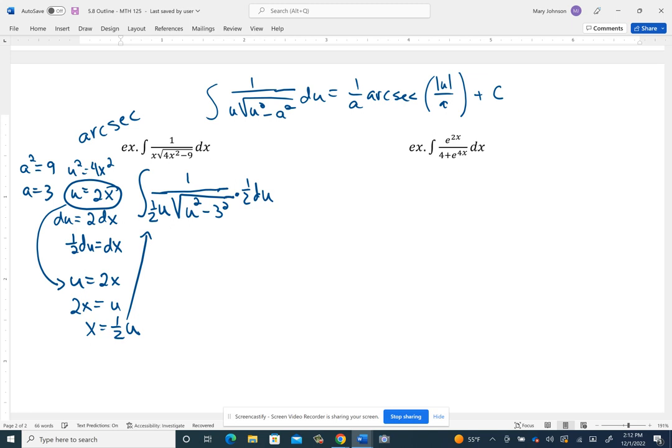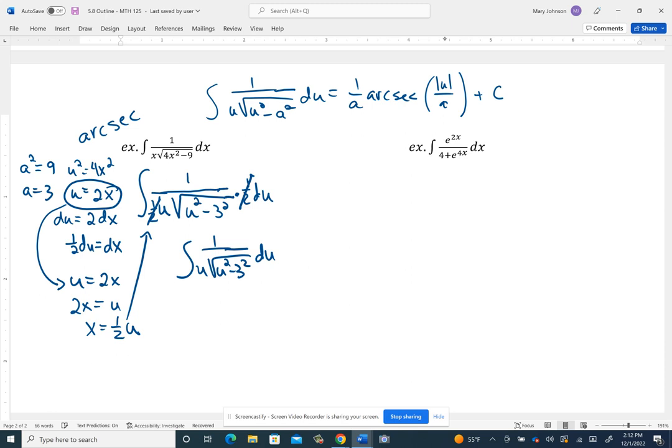And actually it works out pretty well because that 1/2 that was out here is basically on top, or being multiplied, which is like being on top, and this 1/2 is on the bottom, or being divided. So those would actually cancel out. And then this problem becomes just 1 over u square root of u squared minus 3 squared du, and I'm ready to apply the formula directly.